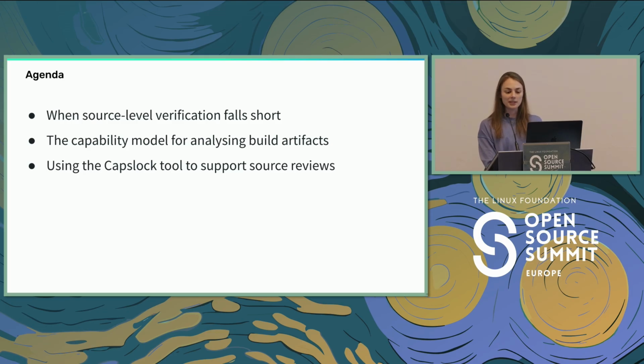To illustrate the real-world implications of this gap, I'm going to go through 4 case studies of some recent supply chain attacks on open source packages like boltdb and XZ, which expose the way that malicious actors can deceive traditional source-level verification to insert malicious payloads into your software. Then we'll discuss a model for analyzing build artifacts in terms of the capabilities that they can access. And finally, we'll show how Capslock, a capability analysis tool, can be used to support source-level verification to bridge the gap between source code and build artifacts.